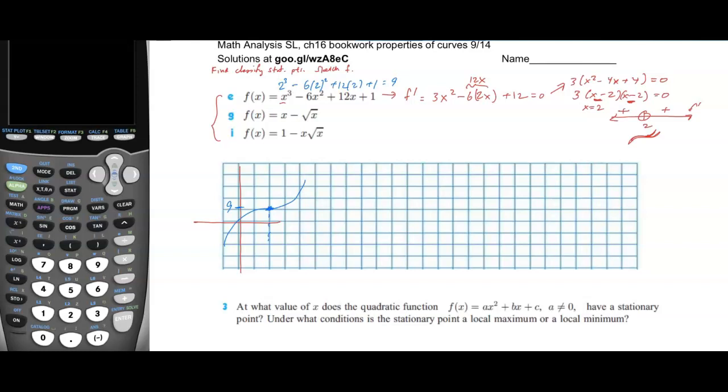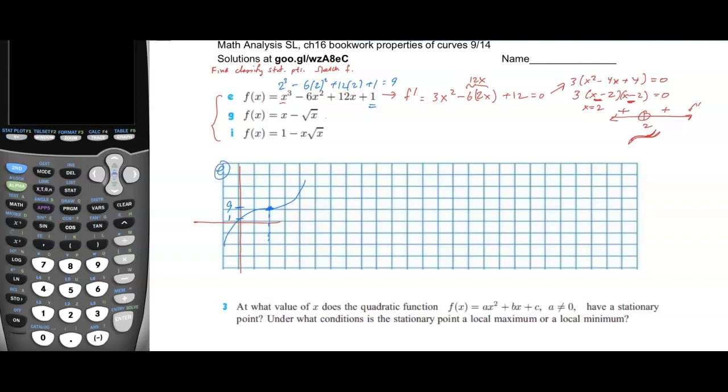What would be the y-intercept? The y-intercept would be 1, because if I plug x equals 0 in, the y-intercept would be 1. So the y-intercept is 1, the inflection point height is 9, and otherwise this is, I think, a fairly good sketch of E.